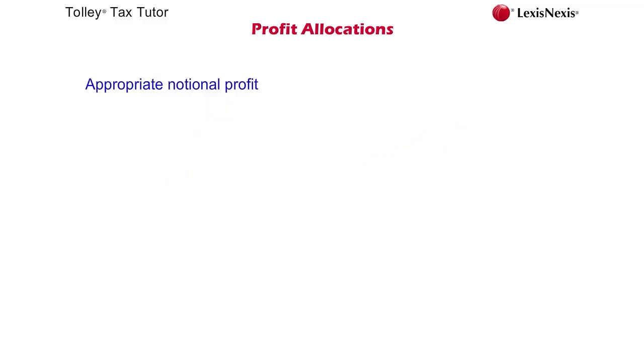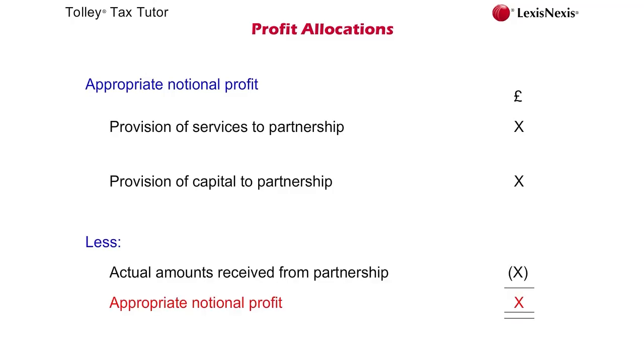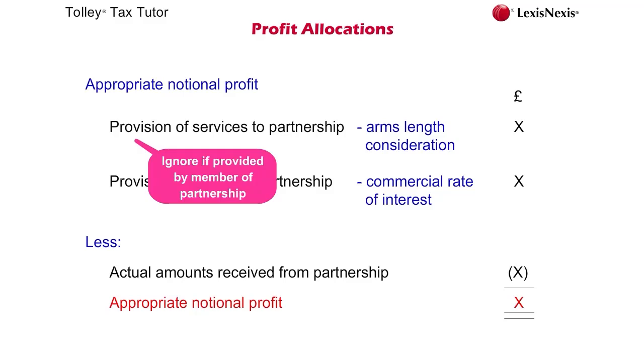The appropriate notional profit is the profit the corporate partner is deemed to have earned from the partnership by providing capital or by providing services to the partnership. From this figure, we deduct any amounts actually received from the partnership for providing the capital and/or the services. The return on capital is calculated at a commercial rate of interest. The consideration for any services provided by the company to the partnership should be calculated at arm's length. If any services provided involve other members of the partnership, then the value of these services is not included in arriving at the notional profit.